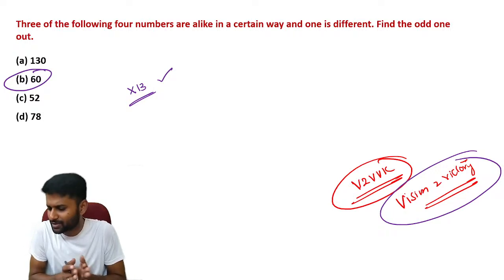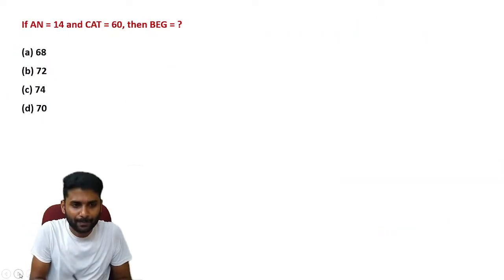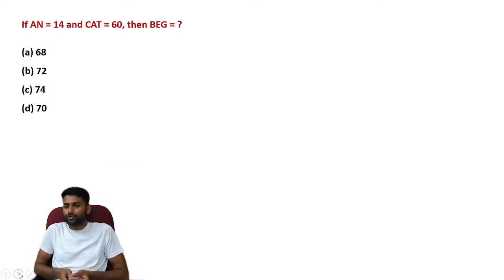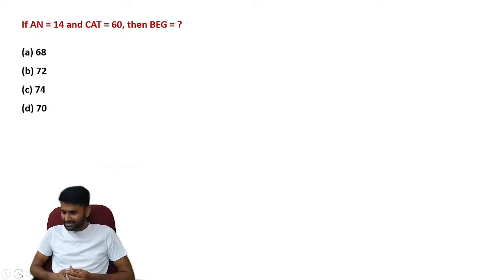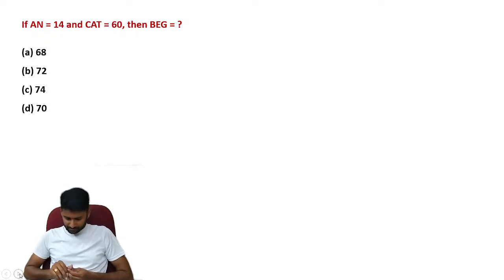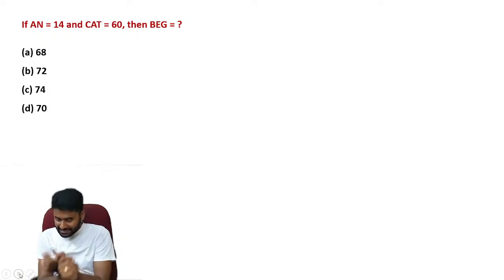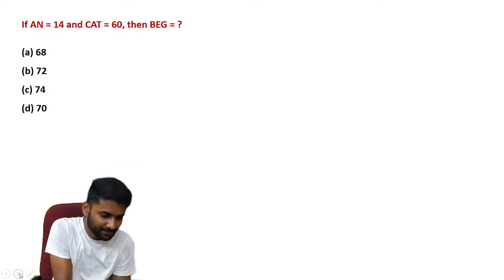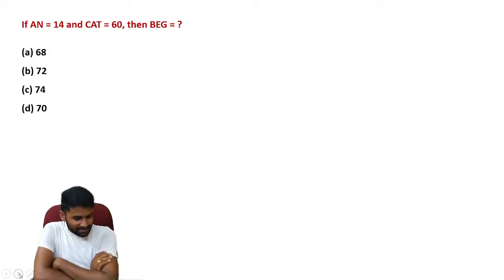Very good, Nana. Very good reason. Next, try this question. In a certain code language, Anne is 14, cat is 60. How is big coded as? Anne 14, cat 60, big. So post your logic in the comment section, guys.